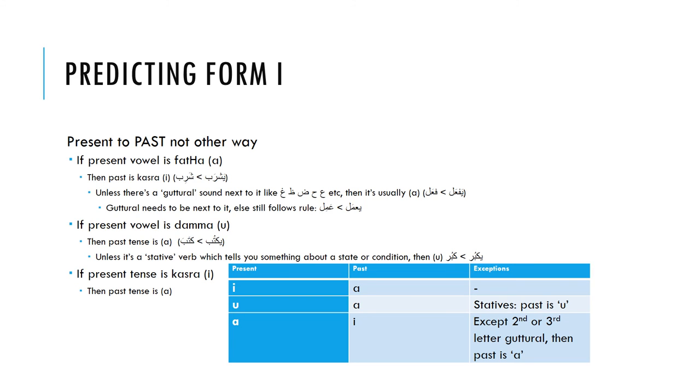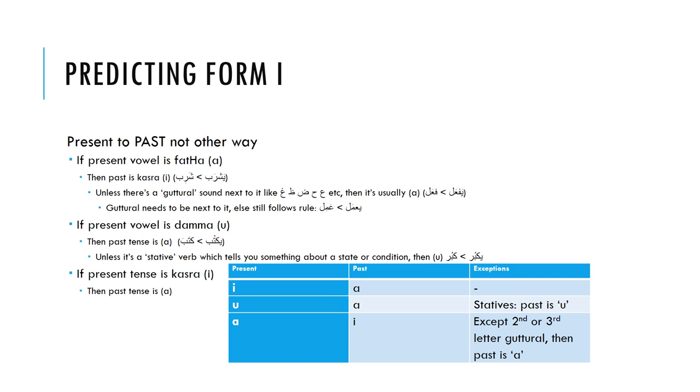It turns out we can actually predict pretty well what the past tense vowels of form one are by knowing the present tense vowels. This is nice because we mostly know the present tense right now. It's harder for us to know the past tense right now. So this works out pretty well. Basically, it goes like this, and I'm going to go from the bottom to the top because it's easiest. The present tense is a kasra, and the past tense is a fatha. No exceptions, almost zero exceptions on that one. The present tense vowel is a damma, and the past tense will be a fatha.